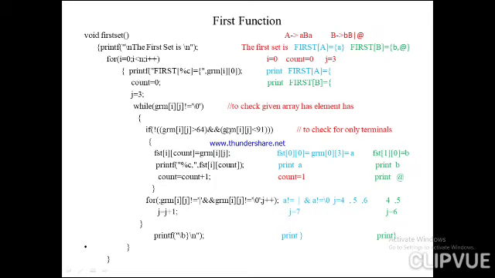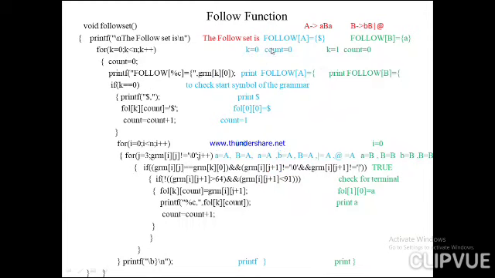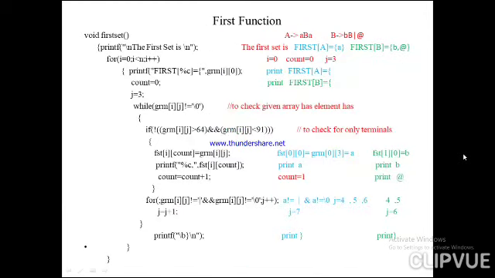So this is how the first function will work. What we are doing in this first function is computing first of A and first of B. First of A is small letter a and first of B is nothing but small b and epsilon. So here we are printing that one, for first of A, and we are printing b and epsilon for first of B. So this is the tracing for your first function. I think all of you have understood this first function. So next I will move on to the follow function.